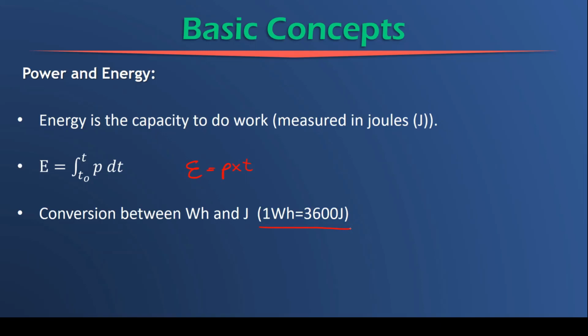Also important to note the conversion between the different units of energy. So we know the unit joules, but you can also have energy in watt hours. Watt for power and hours for time. So 1 watt hour is given by 3,600 joules.